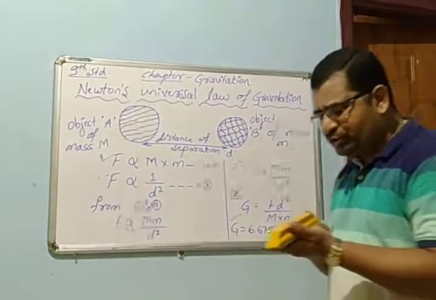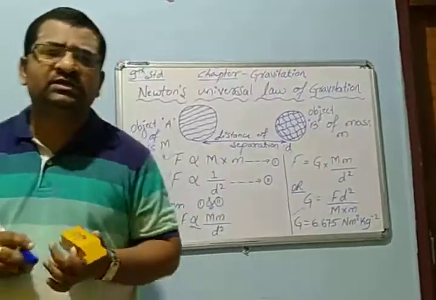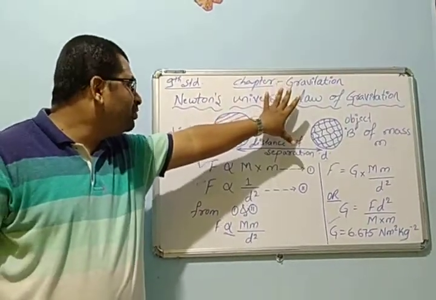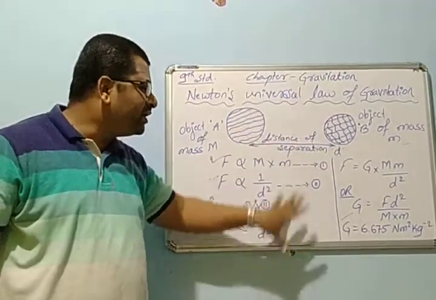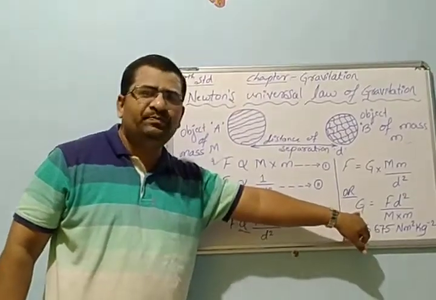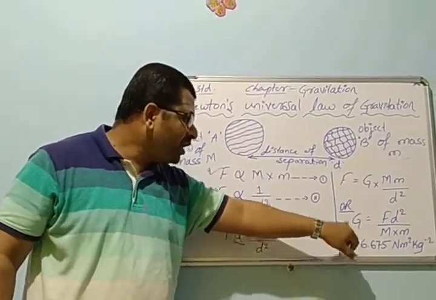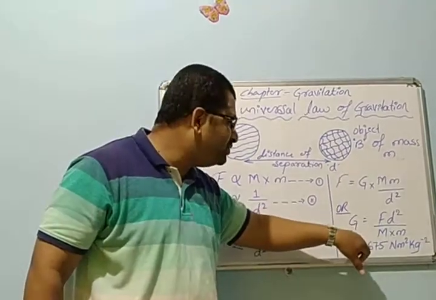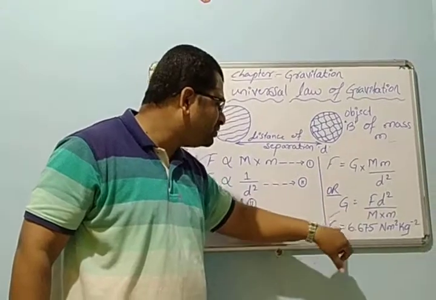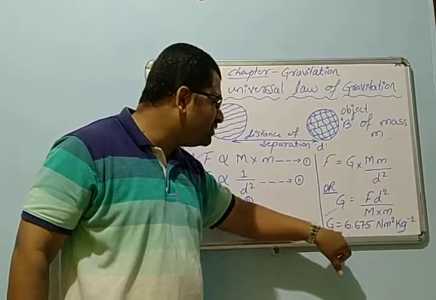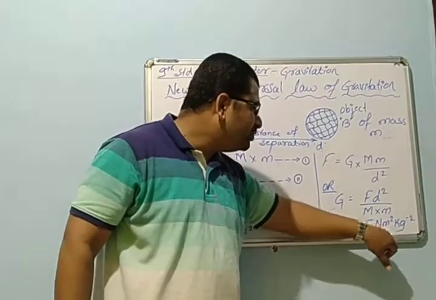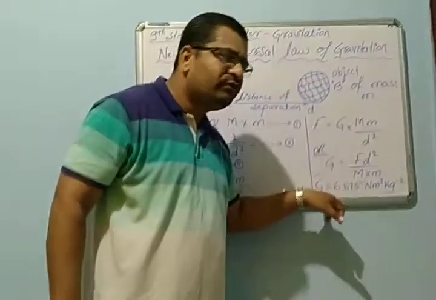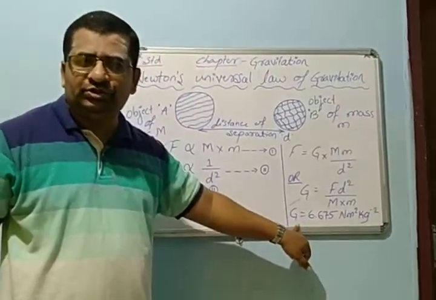This is the main question of 3 marks that comes in the examination: state Newton's universal law of gravitation and derive the expression for G. Here capital G is the gravitational constant. The value of capital G is 6.675 Newton meter square per kg square. This is the SI unit of the gravitational constant.